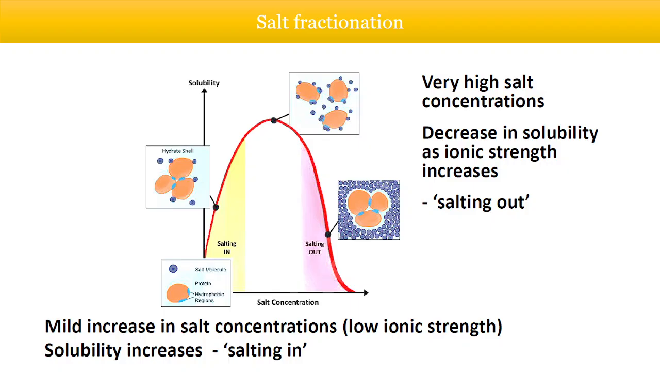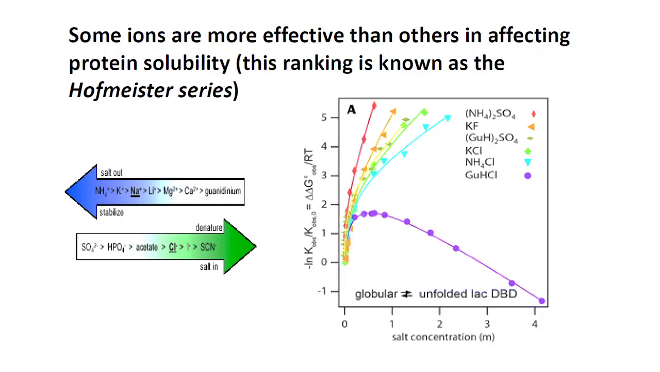So a mild increase in salt concentration leads to low ionic strength, so the solubility increases, leading to salting in. Whereas if you are increasing the salt concentration to such an extent that it leads to a decrease in the solubility as the ionic strength increases, we call that salting out. There are some ions that are more effective than others in affecting the protein solubility, and this ranking is known as the Hofmeister series. The Hofmeister series basically tells you which combination of the cation or the anion is going to give you the best ionic condition for your protein of interest.